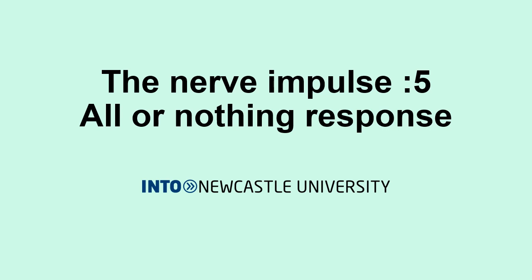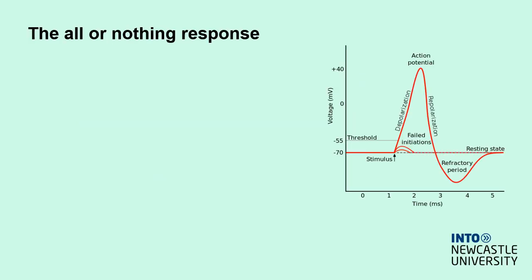In this very short video, we're going to expand a little bit more about the all or nothing response. So we've talked about action potentials, resting potentials, how the action potential propagates along the neuron. We've just spoken about the refractory period and how we get this little time delay between action potentials. And we touched on the fact that the threshold level needs to be reached in the relative refractory period in order to get an action potential. Today, we're going to talk about the all or nothing response.